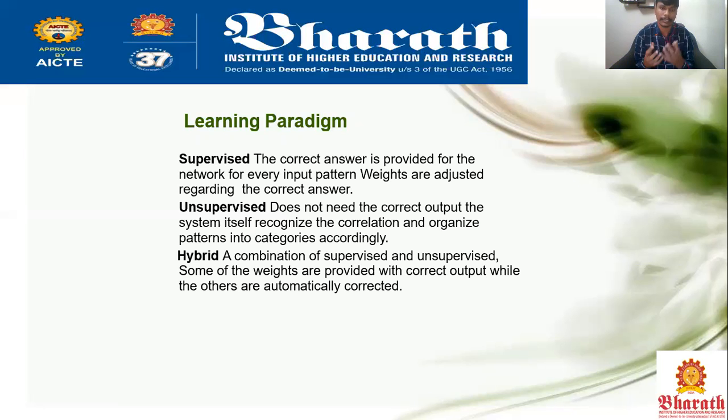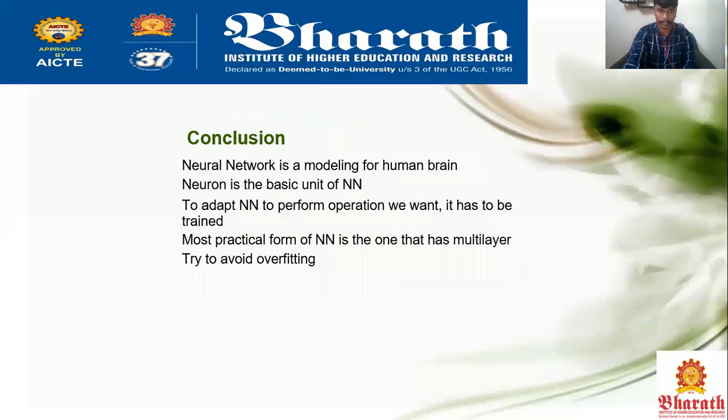Hybrid means it is a combination of both supervised and unsupervised. Some of the process will align the weights to produce the correct output. Some of the process will align the correlation structure and organizing pattern to produce the correct output. Hybrid means a combination of both supervised as well as unsupervised. This is known as the learning paradigm.